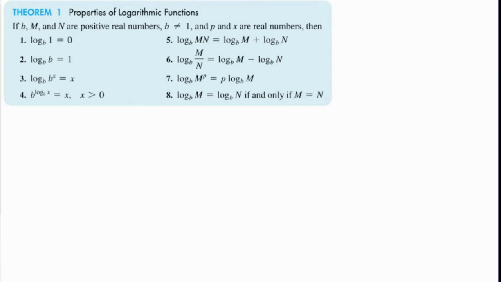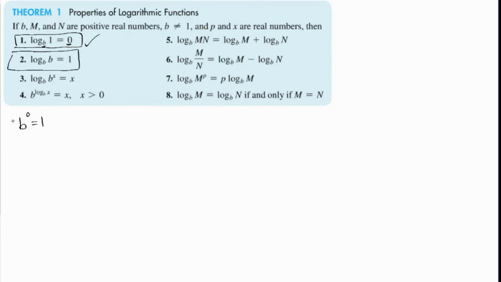Theorem 1 discusses some of the properties of logarithmic functions. It says if b, m, and n are positive real numbers such that b is not equal to 1 and p and x are real numbers, then the following properties apply. Log base b of 1 is 0. And remember, the 0 is the exponent, the b is the base. Any base raised to the 0 power is always 1. So any logarithm with an argument of 1 will always be equal to 0.